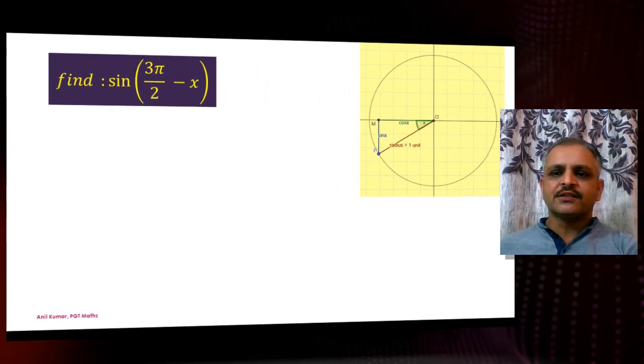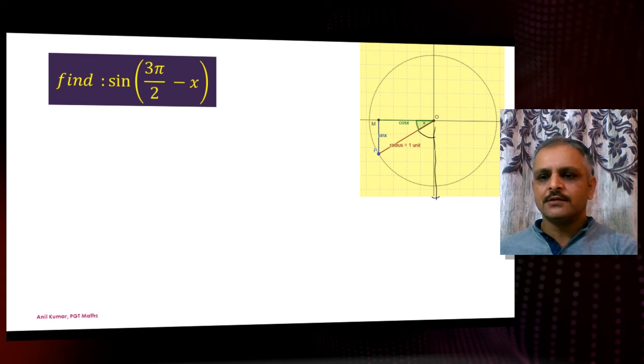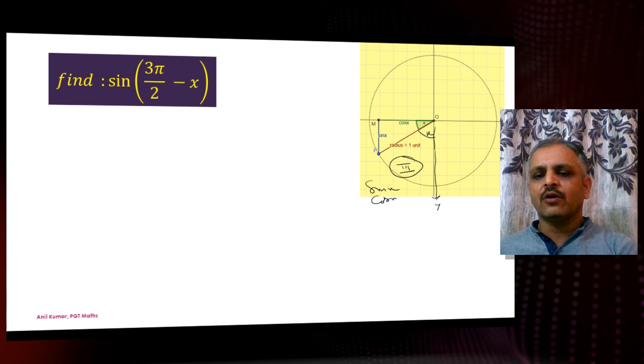So let's proceed towards 3 pi by 2 minus x. So this is 3 pi by 2, the y-axis. If I do the minus x, that means we are in the third quadrant. And as we discussed earlier, sine will be negative and cos will be negative. So let's start.